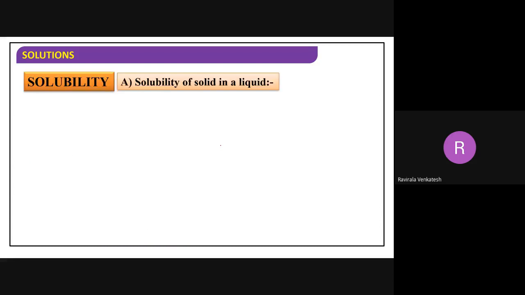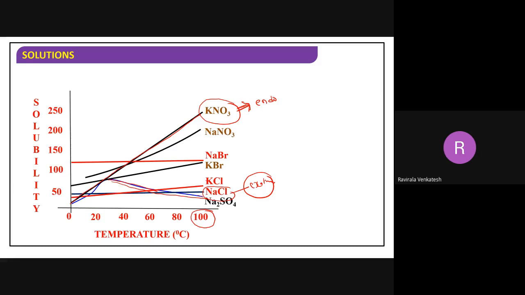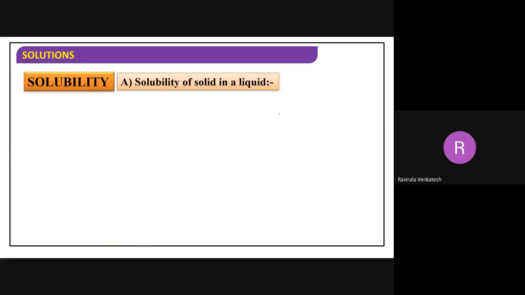Next, when you take Na2SO4, it is also the same like this. Na2SO4 comes under an exothermic process. This one comes under an endothermic process.